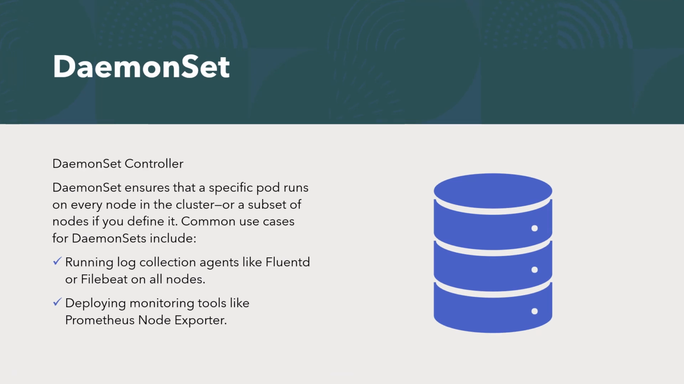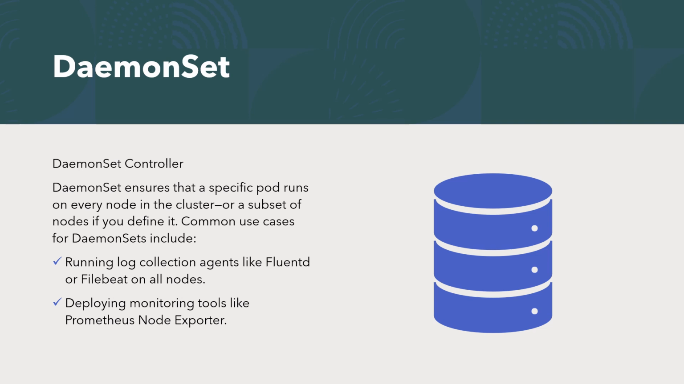Daemon set controller. A daemon set ensures that a specific pod runs on every node in the cluster, or a subset of nodes if you define it. Common use cases for daemon sets include running log collection agents like Fluentd or Filebeat on all nodes, and deploying monitoring tools like Prometheus Node Exporter. Daemon sets are perfect for tasks requiring a cluster-wide presence.